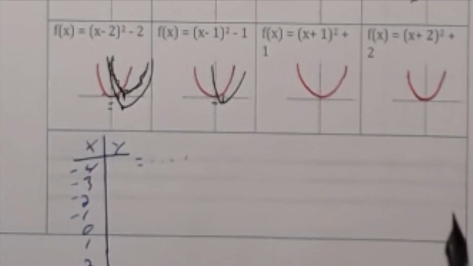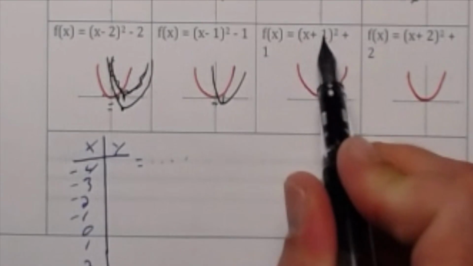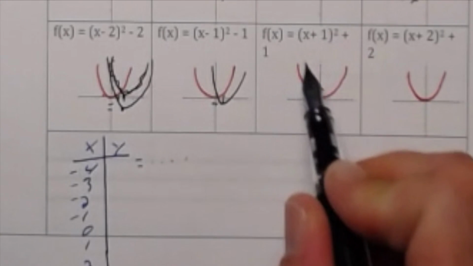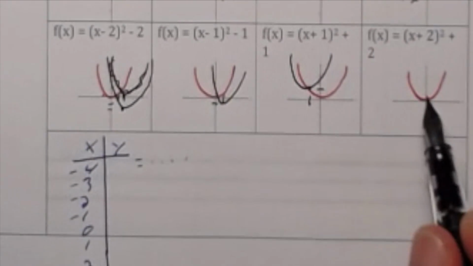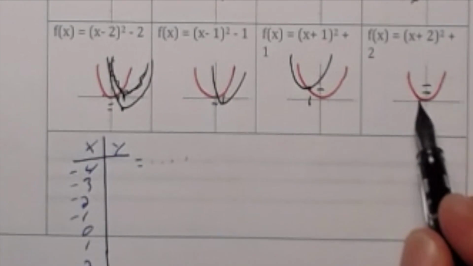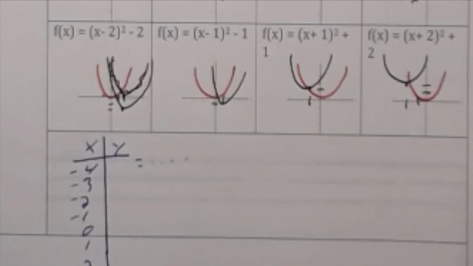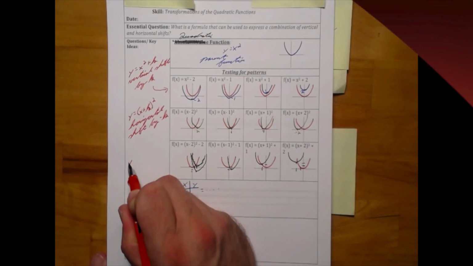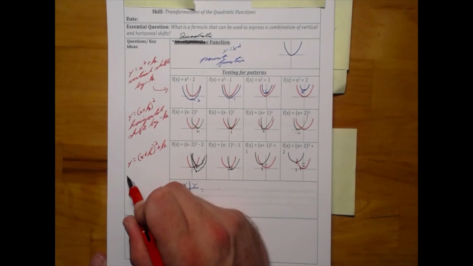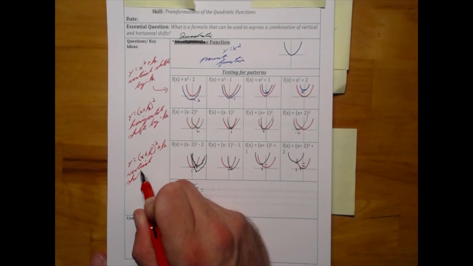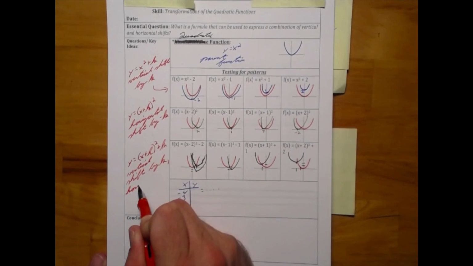In the third example, although it didn't print very nicely, x plus 1 squared will move to the left 1, plus 1 will move up 1. So my vertex is left 1, up 1. And the x plus 2 squared plus 2 will move left and up by 2. What does this tell me about two shifts? Well, this means that if I have an equation, y is equal to x plus h squared plus k, I have a vertical shift by k and a horizontal shift by the opposite of h.